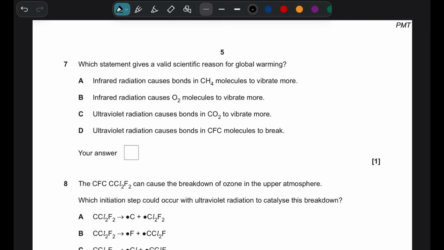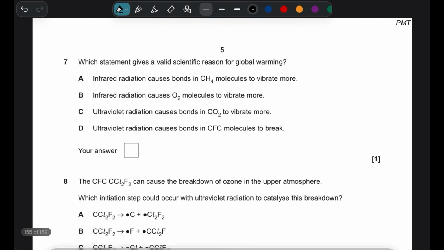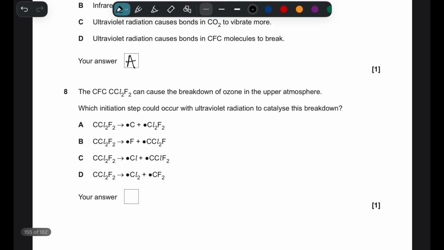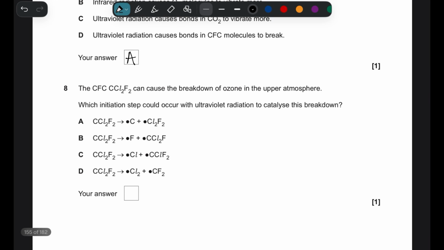Okay, unfortunately 7 is pretty much just a knowledge mark. So it's kind of you know or you don't, but the answer is A. And then for 8, you're thinking, okay, which initiation step would occur with UV? That would be my first check, just make sure it's the initiation step. And then you're thinking, okay, in this molecule, we've got a carbon that's surrounded with 2 fluorines and 2 chlorines. So you need to think, okay, which is the weakest bond here?